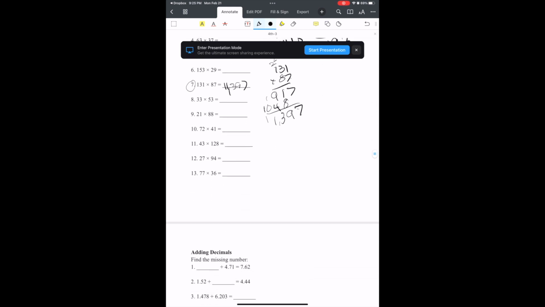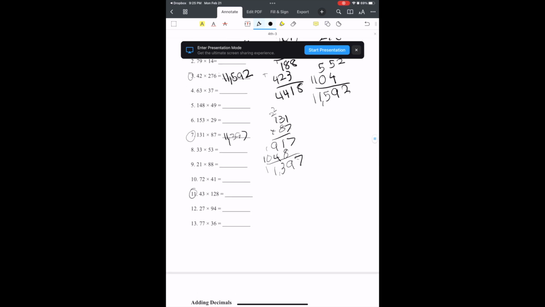And let's do number 11, because I know you guys want to do this. So 128 times 43. 8 times 3 is 24, 3 times 2 is 6, plus 2 is 8, 3 times 1 is 3, 4 times 8 is 32, 4 times 2 is 8, plus 3 is 11, 4 times 1 is 4, 4 plus 1 is 5. So you add it up, 4, 10, 5, 5. So your answer is 5,504.